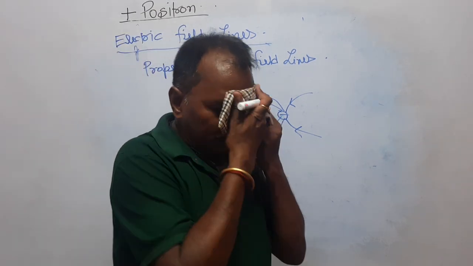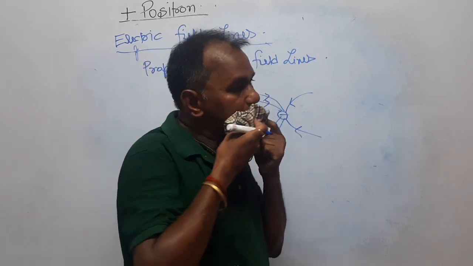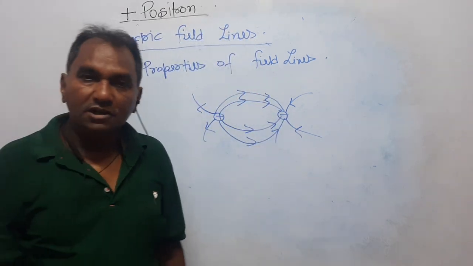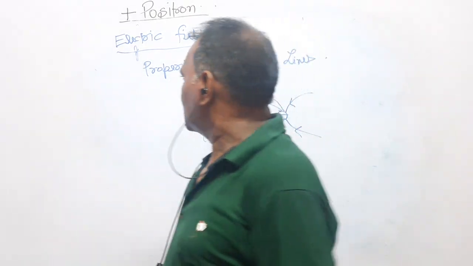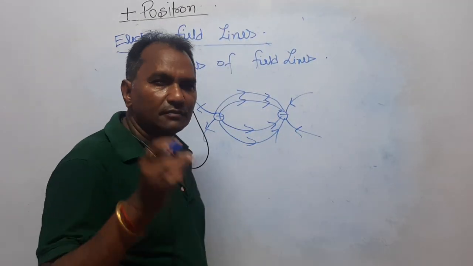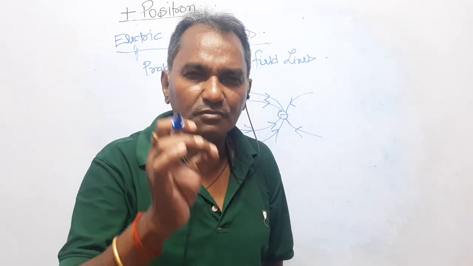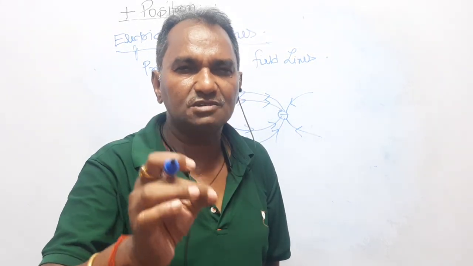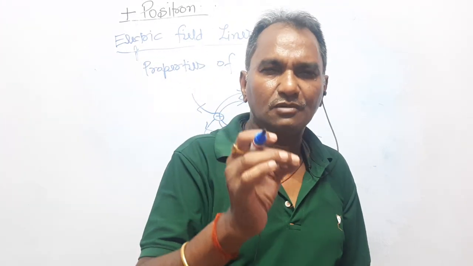Now we have to discuss the properties of field lines. Dear students, what are the properties of field lines? First, you know what field lines are. Field lines are those smooth curves on which a positive test charge used to travel.